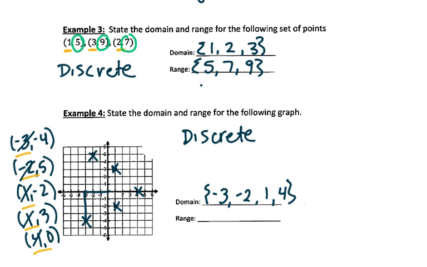Then I look at my y's. So let's see, my lowest one would be -4. So I'm going to start with that. It might help to cross it off once you've used it. Then I have -2. Then we have 0. And we have, let's see, 3 and then 5. All right, so 3, 5.